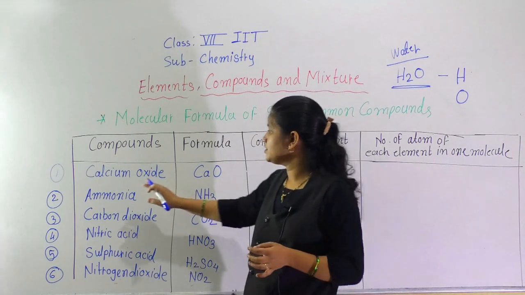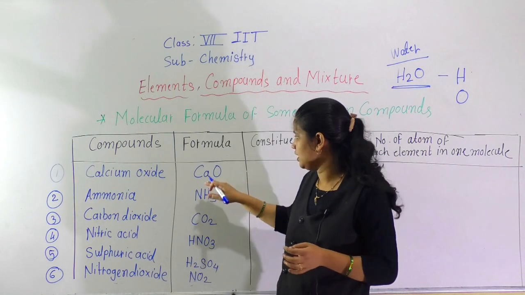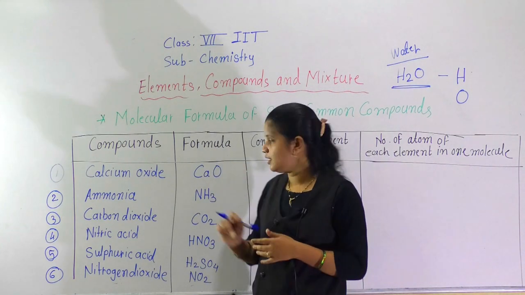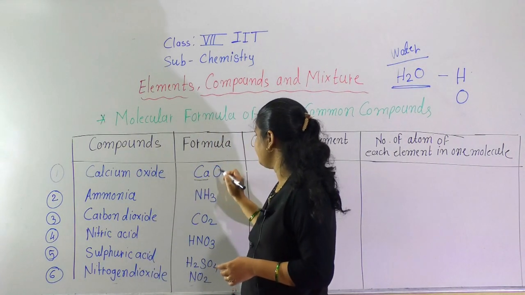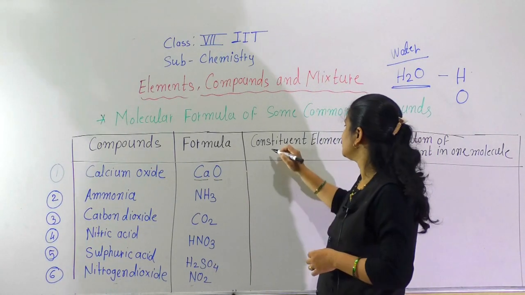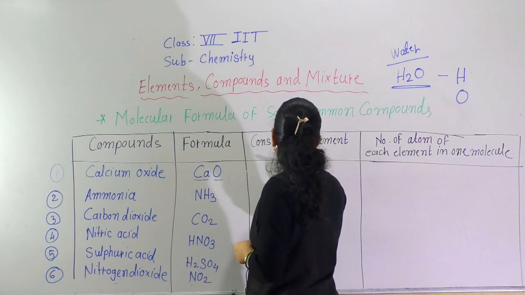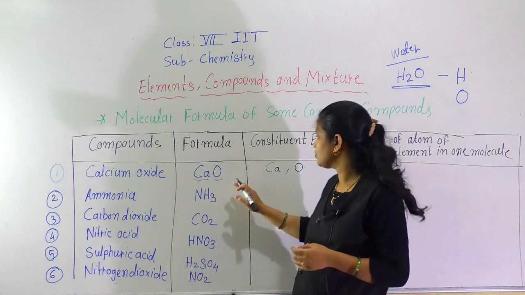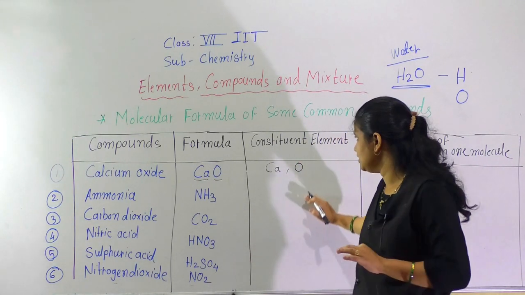Now see, the first one, calcium oxide, formula is CaO. Which two elements are present here? The first one is calcium and the second one is oxygen. In this column, what we have to write is the constituent elements, that is, calcium and oxygen. Just separate the elements: which elements are present, that we write in this column.